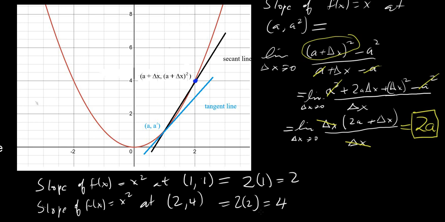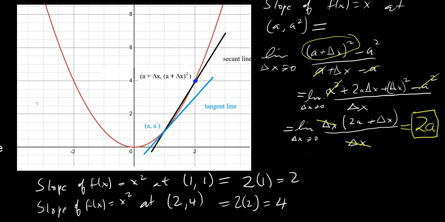And it confirms what we perceive visually, which is the slope of x squared is obviously different depending on where you look. And it should be steeper the further up and to the right you go. And sure enough, that's what we're finding.